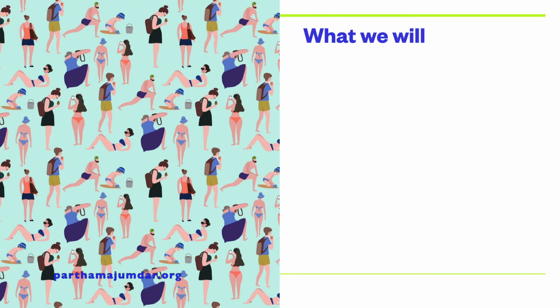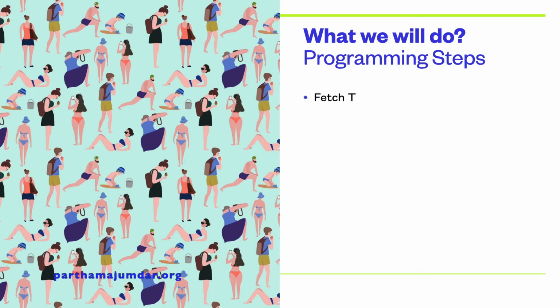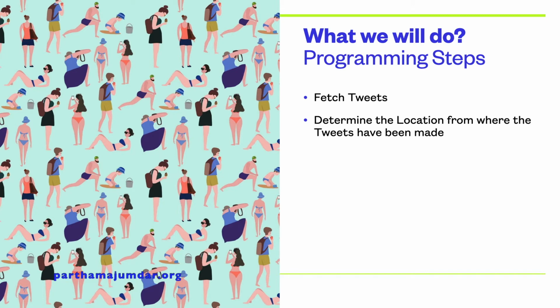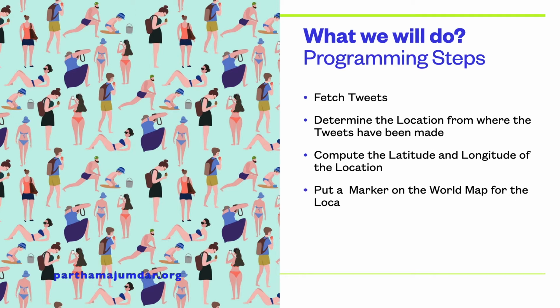So what we will do is the same as what we did in the previous lecture. That is, first we will fetch the tweets. Once the tweets are fetched, we will determine the location from where the tweets have been made. This we will get from the data received from Twitter. Then we will compute the latitude and longitude of the location. And lastly, we will plot the latitude and longitude on a world map.